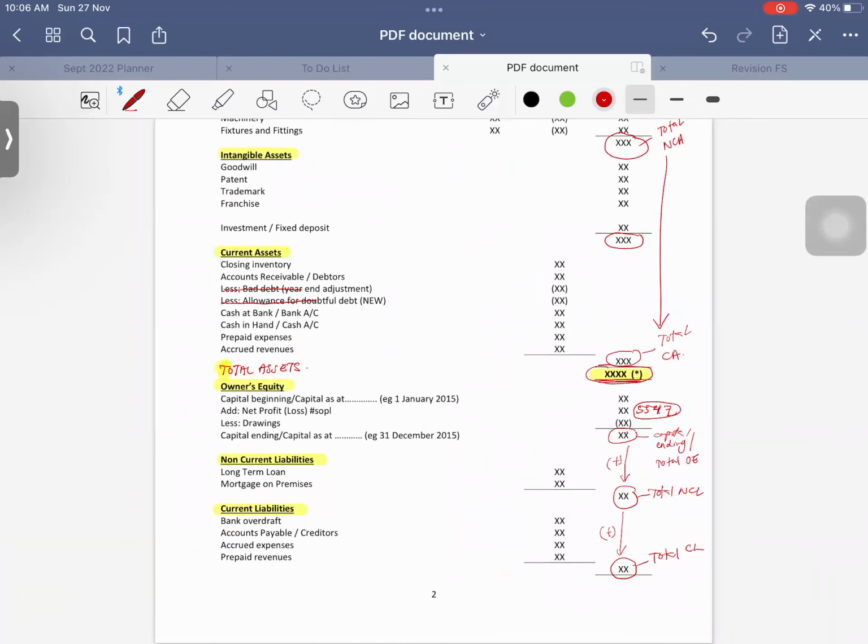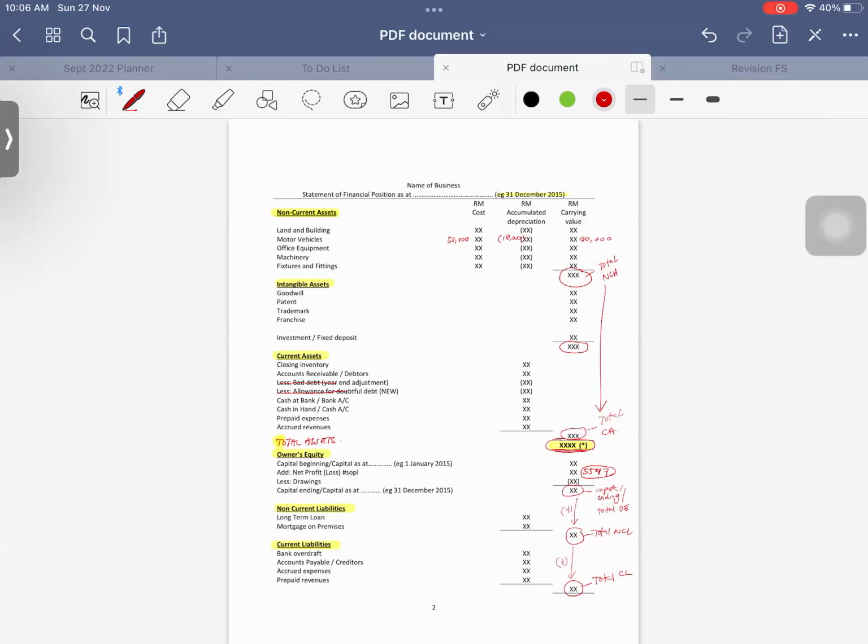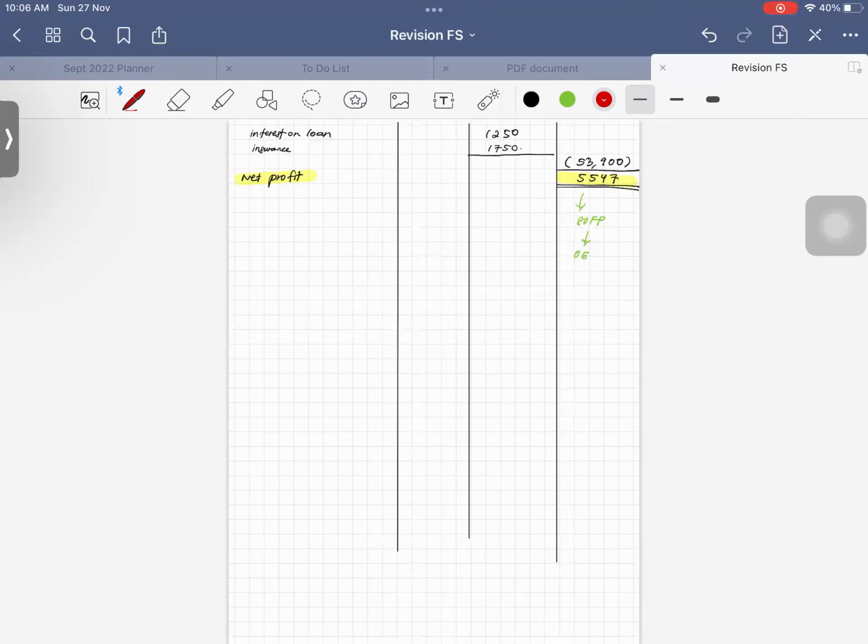Okay, faham tak? Untuk prepare SOCI, faham? Yes, Miss. SOCI clear. SOFP je yang confused a bit. SOFP je yang confused. Okay, now. Kita pukul berapa sekarang? Nak buat SOFP ke?